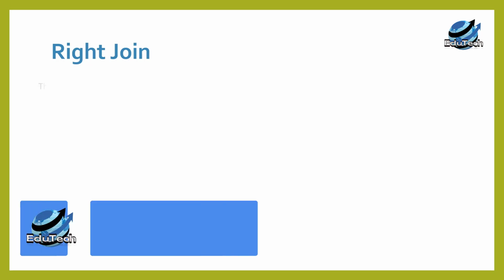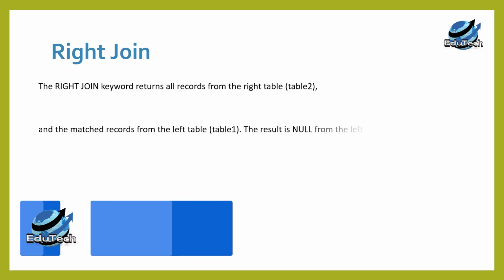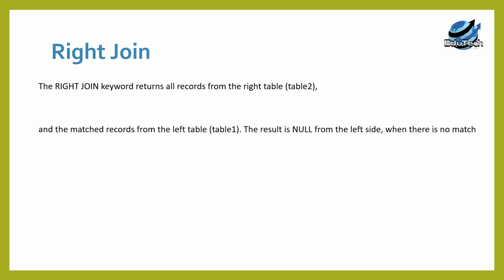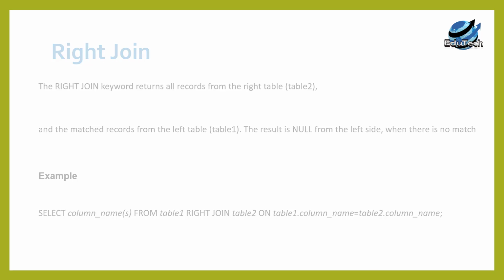Right join. The right join keyword returns all records from the right table, table 2, and the matched records from the left table, table 1. Result is null from the left side when there is no match. Example: select column names from table 1 right join table 2 on table 1.column name = table 2.column name.